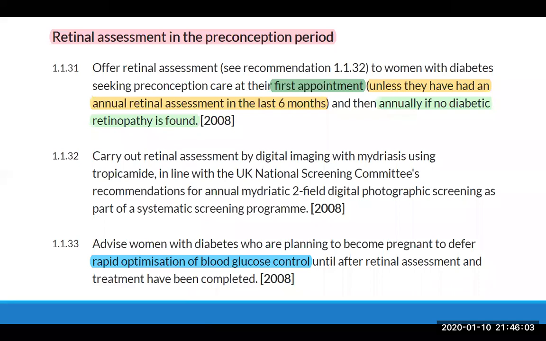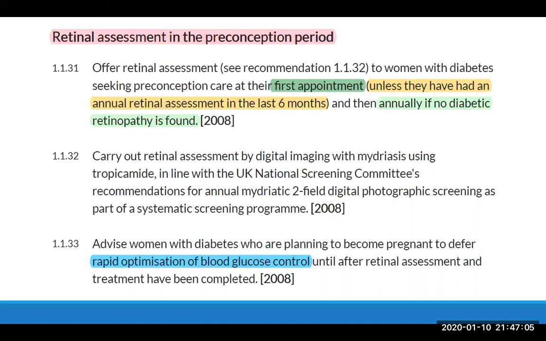Retinal assessment in the preconception period, because we have two sections: retinal assessment in preconception and retinal assessment during pregnancy, and each has specific numbers. In preconception, offer retinal assessment to women with diabetes seeking preconception care at the first appointment, unless they have had one in the previous 6 months. During pregnancy, the same, but not 6 months, 3 months. So in preconception, we must do retinal assessment, except if it was done in the previous 6 months.